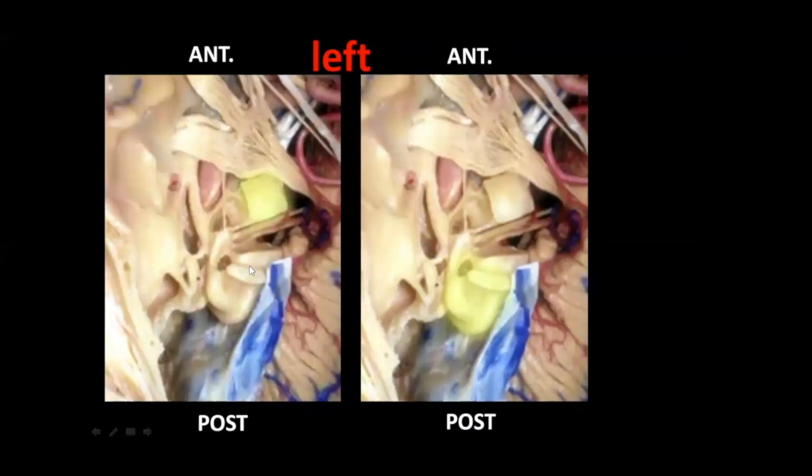So the same thing, we are on the left side. You can see the internal auditory meatus, and you can see that these are the semicircular canals. This is the greater superficial petrosal nerve, and this is the Kawase triangle. And here is the cochlea.